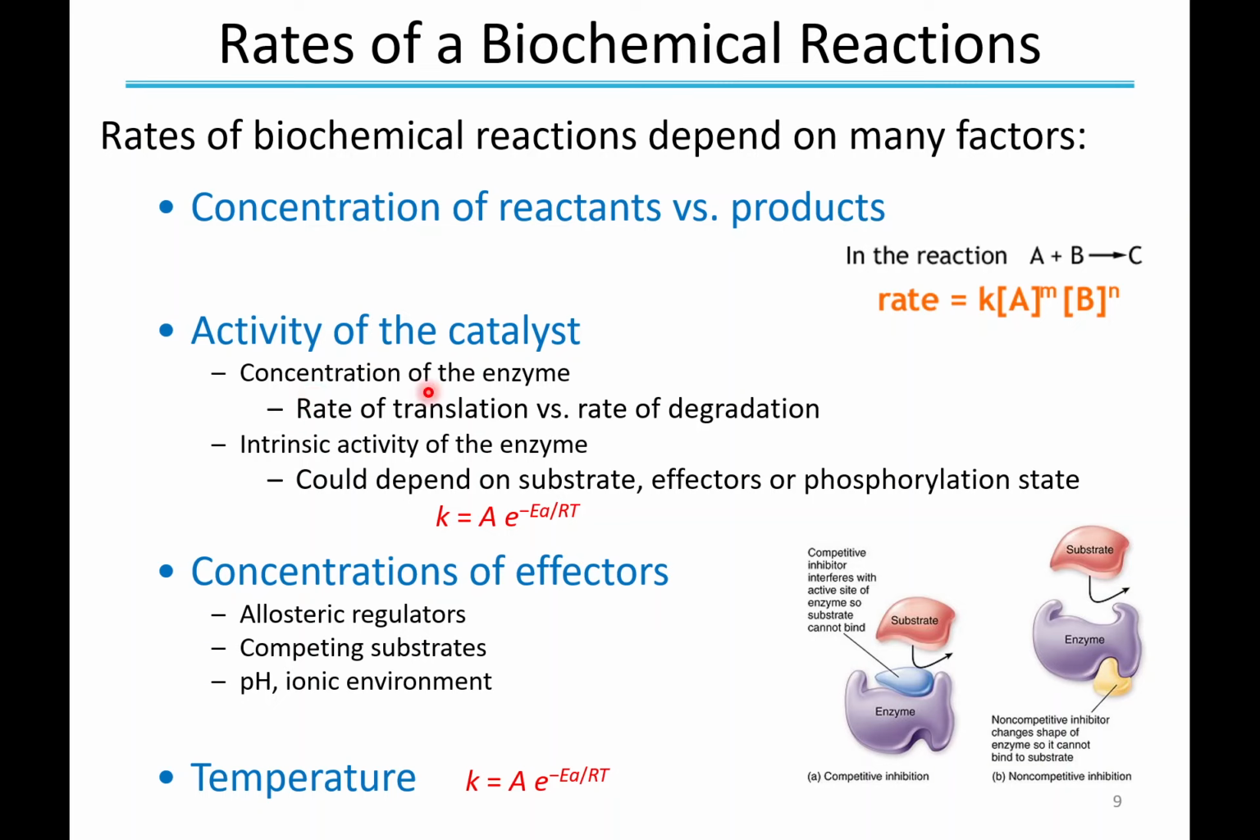Some other ways of controlling rates. One is the activity of the catalyst. And this is biochemistry, so what do we mean by catalyst? Well, that's the enzyme. You can control the concentration of the enzyme that's present, which goes to the rate that the enzyme is translated versus the rate that the enzyme is degraded, so how much enzyme is around. The other way you can control that is by the intrinsic activity of the enzyme. That enzyme can be affected a number of different ways.